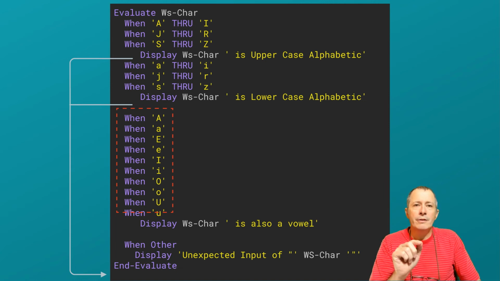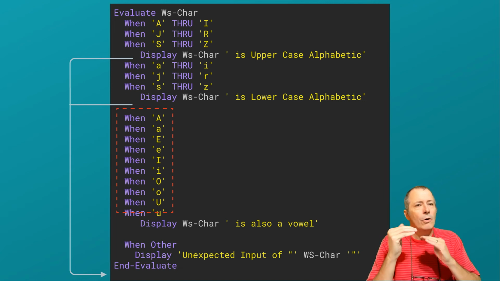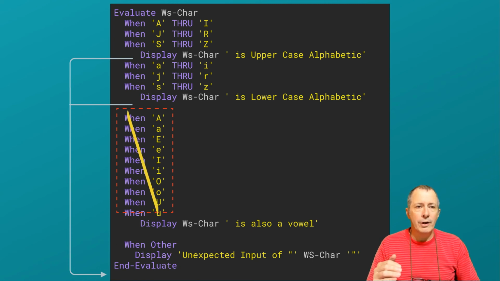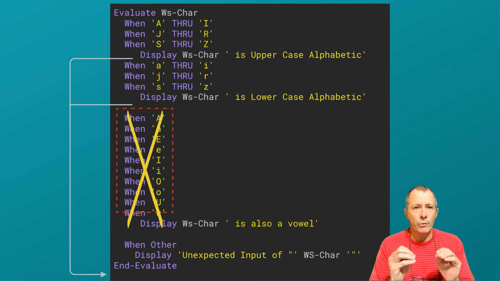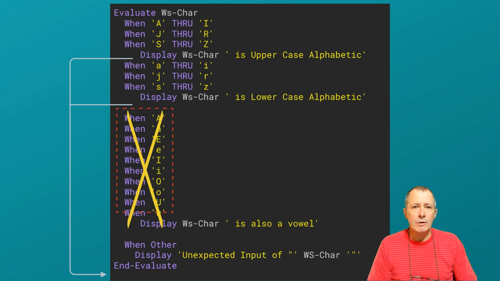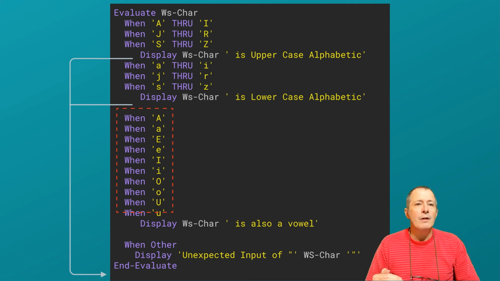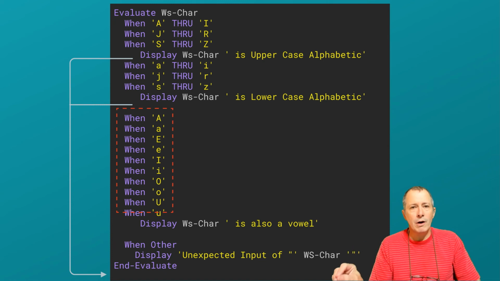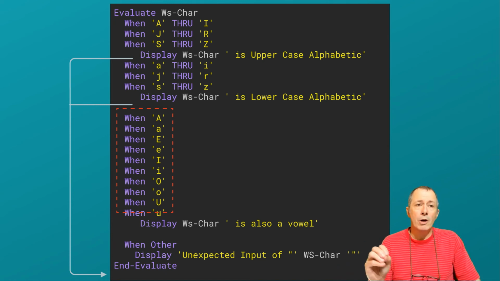The when clauses that check for vowels are not evaluated. They are never evaluated because one of the 6 preceding when clauses is always true. Every vowel is either an uppercase or a lowercase alphabetic. So those when clauses that test for the vowels and the display verb that follows them are unreachable code.